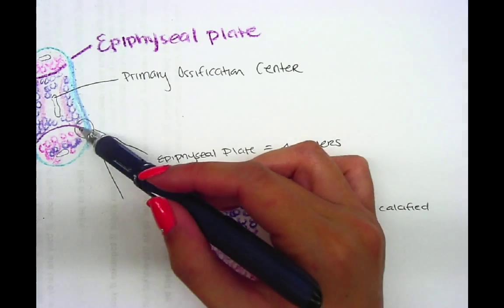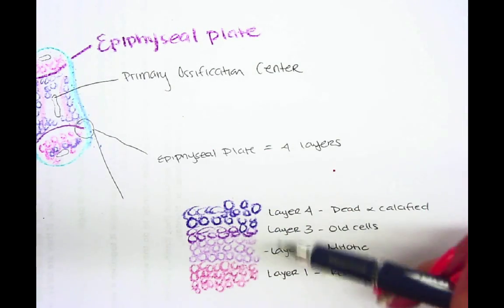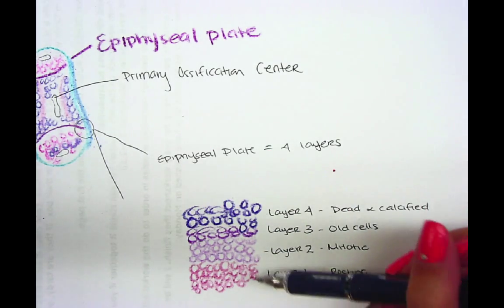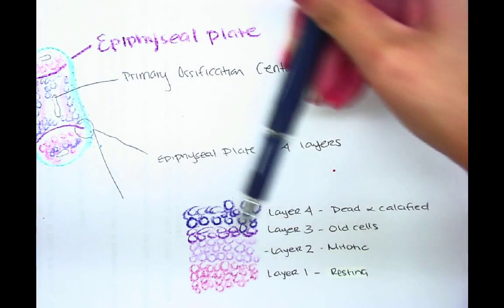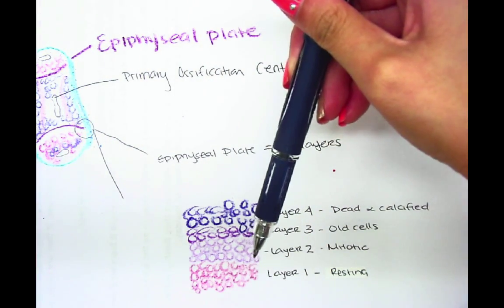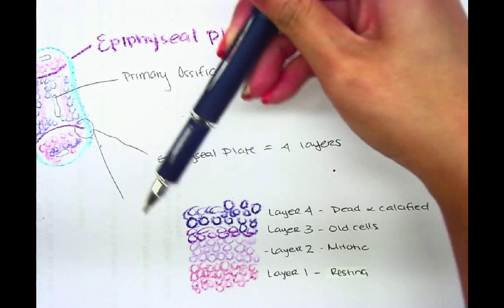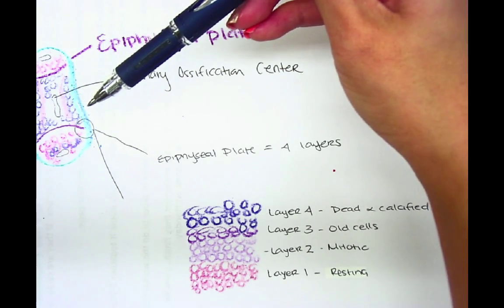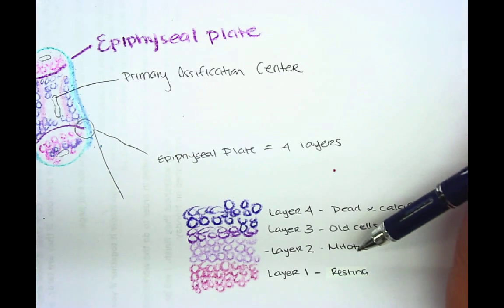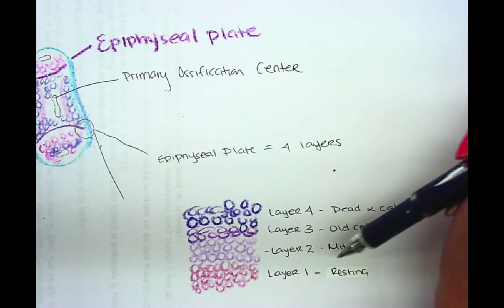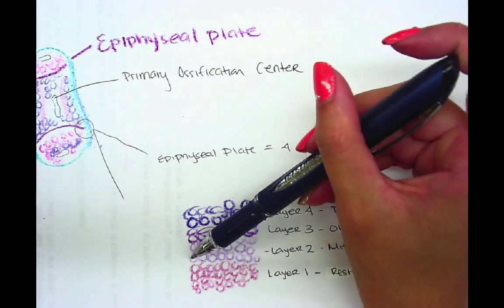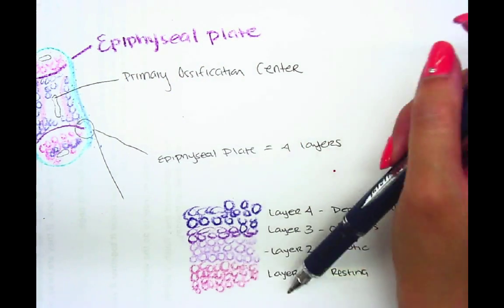So we zoomed in on the 4 layers here. I wanted to draw it first just to make sure I had the colors right. The layer closest to the epiphysis end is called layer number 1. And layer number 2, the one a little bit closer to the diaphysis, is an important one because layer 2 is where you have mitotic cells, cells that actually make copies of themselves. And as they make copies of themselves, they're going to add some of the newer copies to layer number 1.